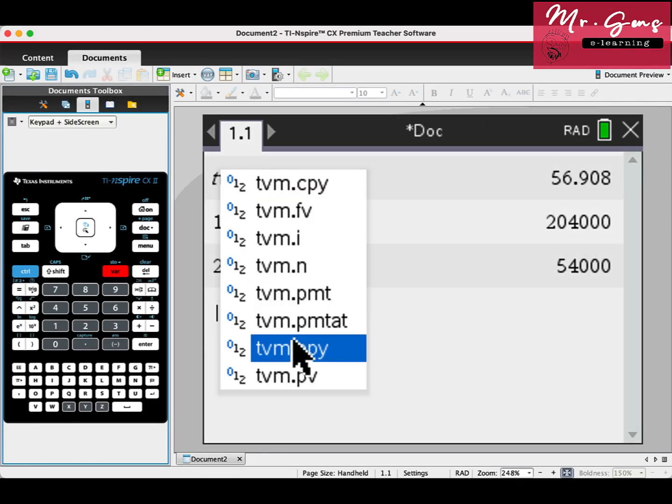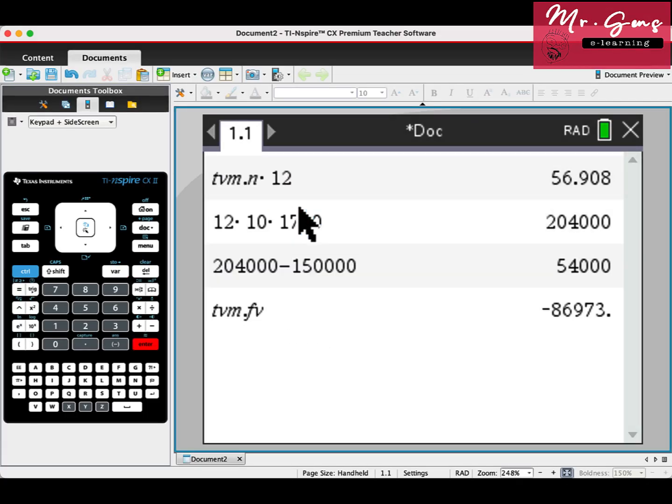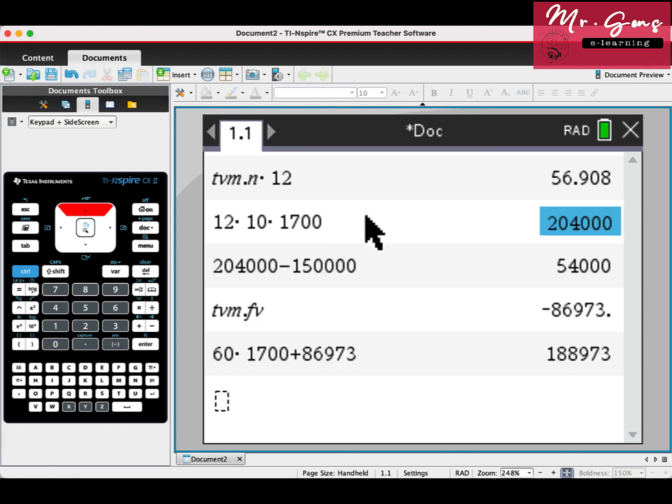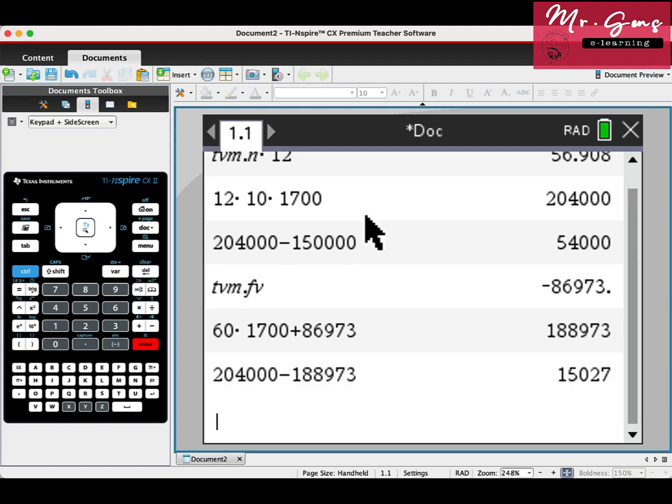Press var and choose the future value. Then that is the final payment. Daisy already made 60 payments, multiplied by 1700. Add the final amount. That is the cost of the loan for the second option. If we find the difference between the two options, we will see how much Daisy saved with the second option.